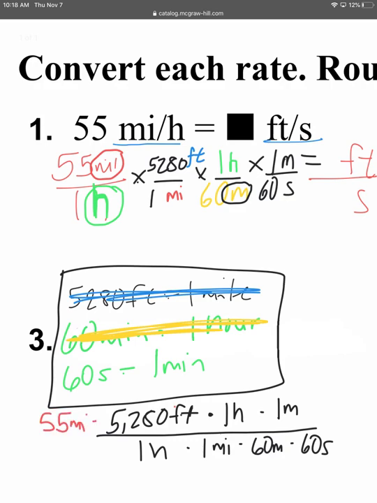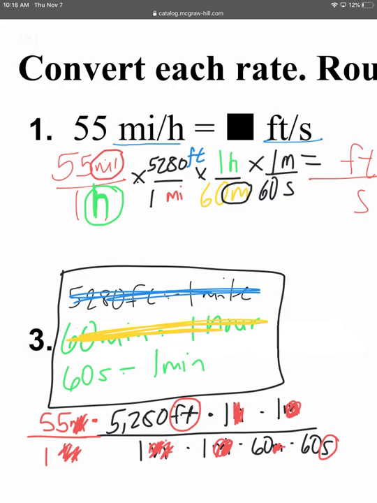We have 55 miles, right? Over 1 hour. So we had miles in the numerator and the denominator. I'm going to cross it out. So I'm going to cross out the miles here, and there were miles here. We'll cross them out. Then we should have had hours here. We also have hours in the numerator. We cross it out. And then we had minutes here. We have minutes here in the numerator. We cross it out. So then what we're left with is feet and seconds, and that's what we wanted to get.